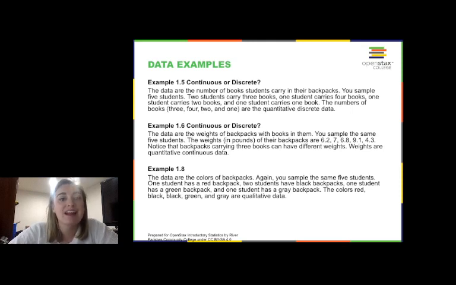Example 1.8, the data are the colors of backpacks. Again, we're talking about a quality of our data set. So this is qualitative data. This is not a number that we're talking of. This is talking about a physical property of the backpacks. That's what makes it qualitative data.